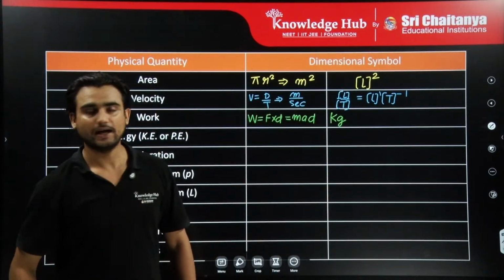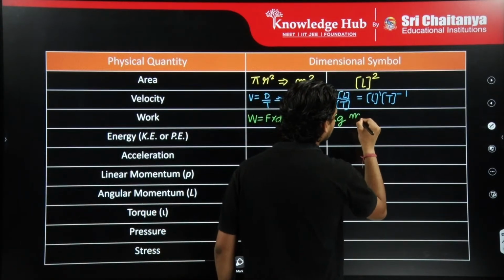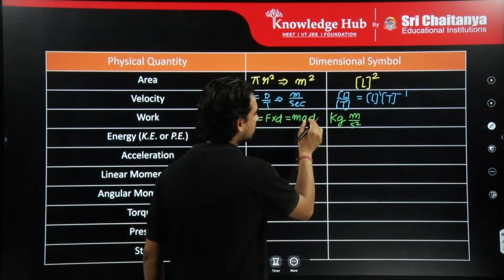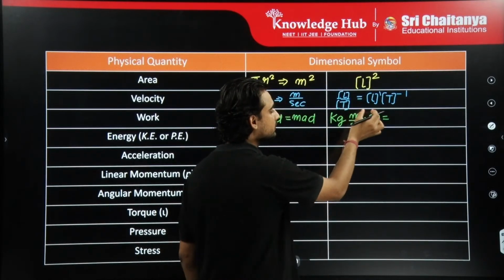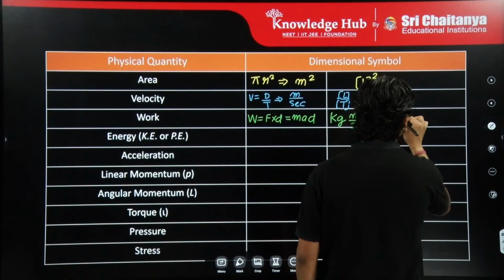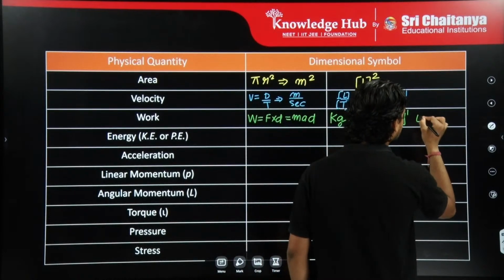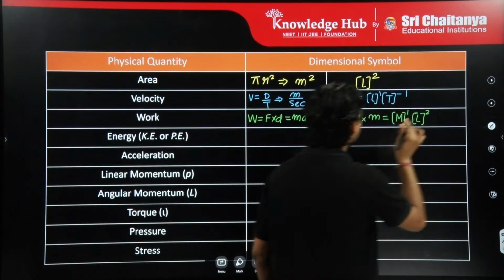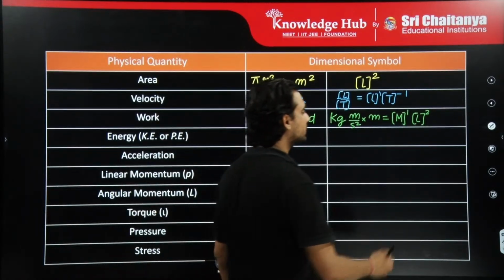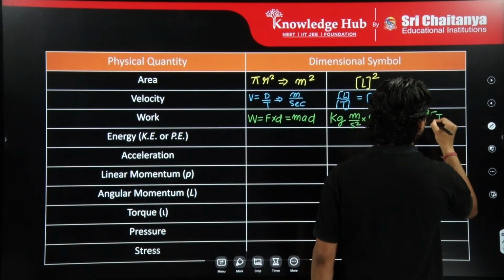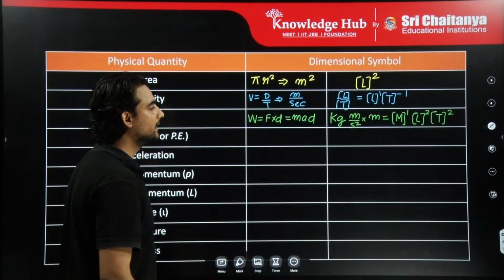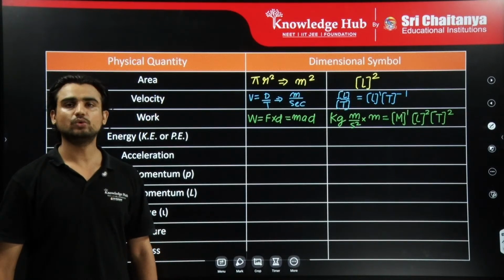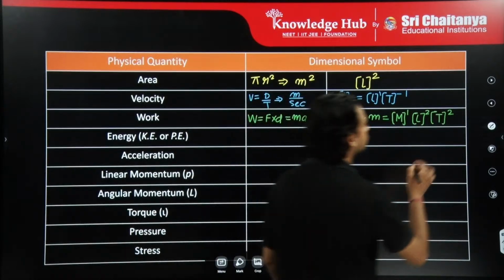Acceleration is measured in meters per second square, and displacement is measured in meters. So what do I have? Kg meter square upon second square. For kg I have M raised to 1. For meter square I have L raised to 2. And this is 1 upon second square, which will be t raised to minus 2. So the dimensional formula for work is M raised to 1, L raised to 2 and t raised to minus 2.